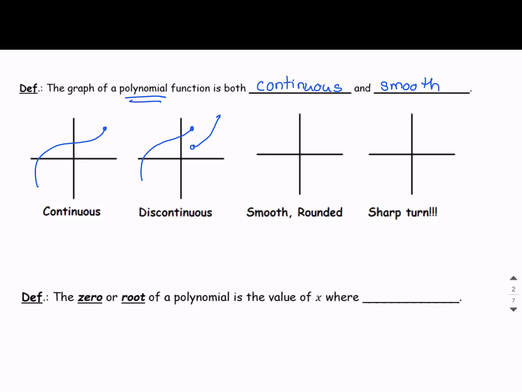Now the fact that it's smooth and rounded, okay, there's no sharp corners. For instance, we want nothing like this sharp corner right there. No sharp turns, okay? We don't like those. The last thing is to remember that the zero, or a root of a polynomial, is the value of x where the function f of x equals 0. That also means that y is 0. So the zero, or the root of a polynomial, is just the value of x when y is 0.